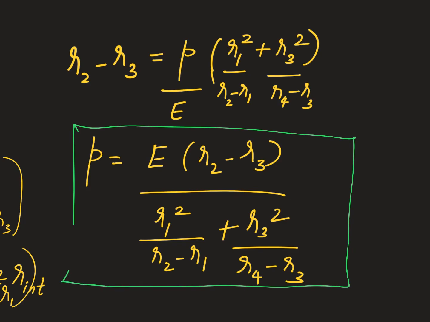P equal to E into R2 minus R3. All these things can be done. Just a quick check: when you have a complicated expression for the internal pressure, just to make sure that you have got it correct, you can check the dimensions like this. See, here in the denominator, the dimensions will be of length, and here we have dimensions of length times dimensions of E, Young's modulus. So pressure and Young's modulus share the same dimensions, so this makes sense.